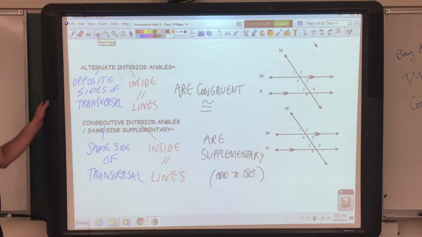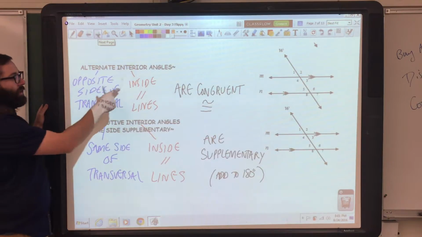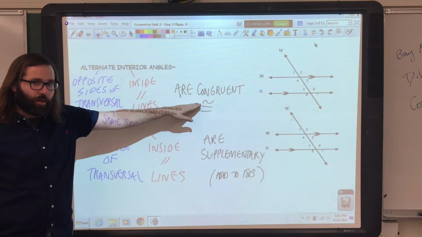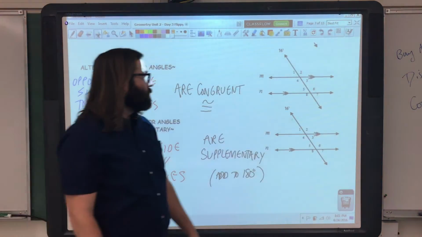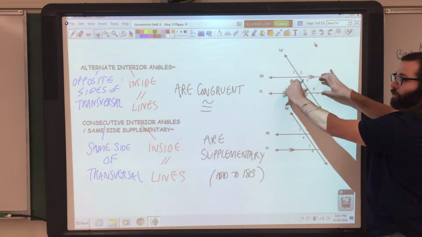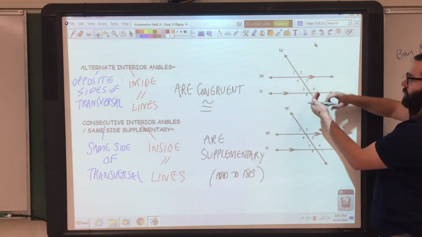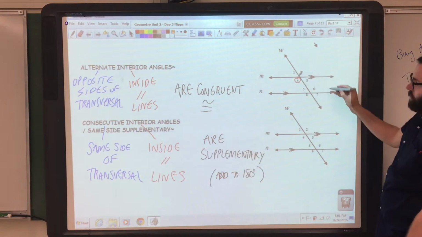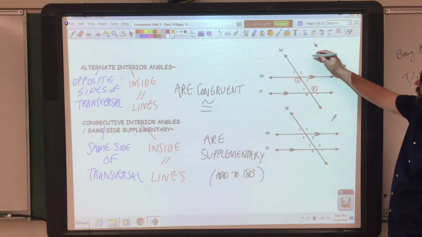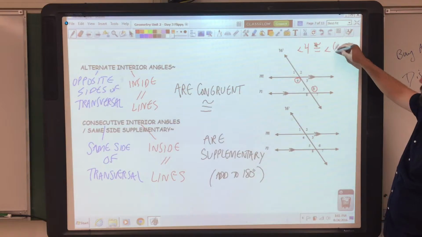All right, we got our alternate interior angles. Alternate, opposite sides of the transversal. Interior meaning inside the parallel lines. We know they're congruent. So let's take a look. We need inside of the parallel lines, so in here, and opposite sides of our transversal. So number 4, okay, what's going to be opposite is number 6. So we know angle 4 is congruent to angle 6.